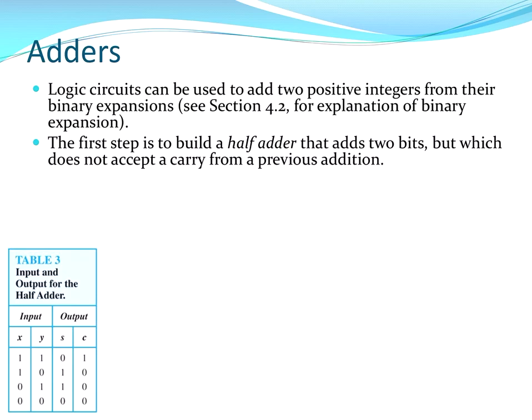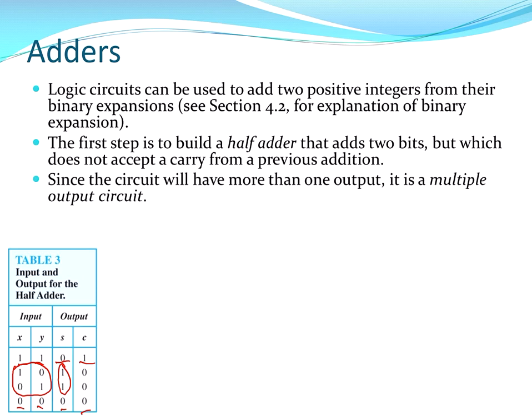So if we have a 1 and a 1, we're going to write down a 0 and carry a 1. If we have a 1 and a 0 in x and y, we're going to write down a 1 and carry a 0. And if we have a 0 and a 0 in x and y, we're going to write down a 0 and carry a 0. So this is an example of a multiple output circuit because I've got two output columns. But that's okay, a logic gate can do that.